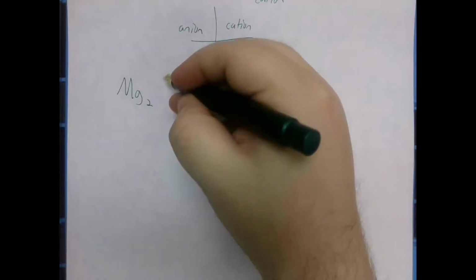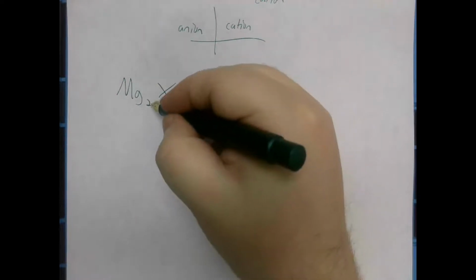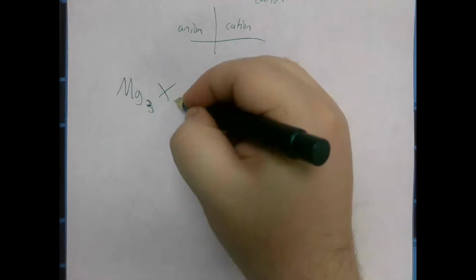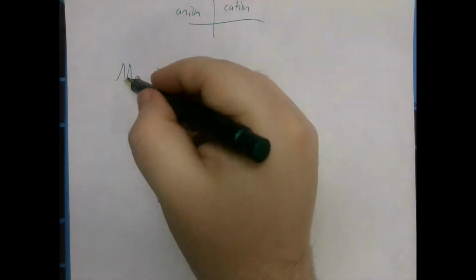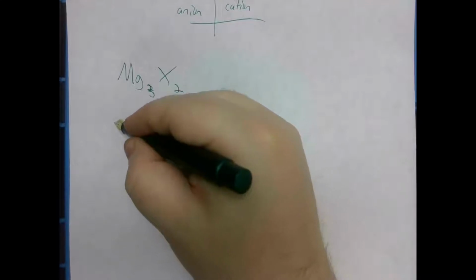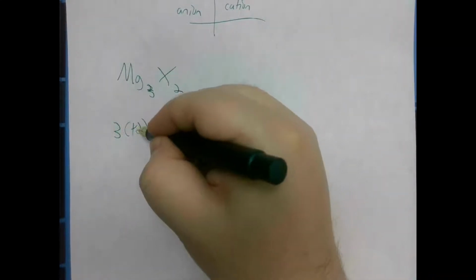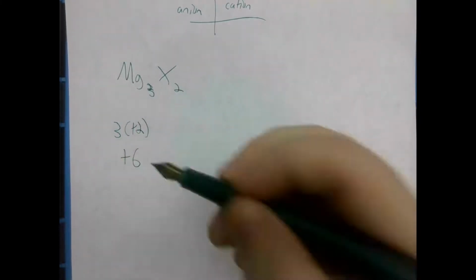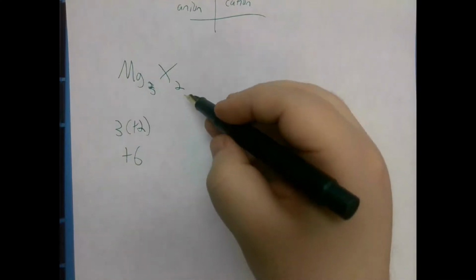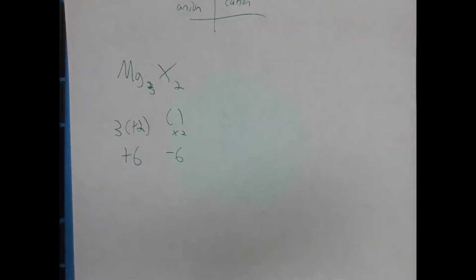So magnesium, what was it, 2 or 3? It was magnesium 3 times X2. So, what charge does magnesium have? +2. So that means we have 3 plus 2 charges. What is 3 times +2? 6. And we need to counteract this +6. So what times 2 would give us -6? -3.